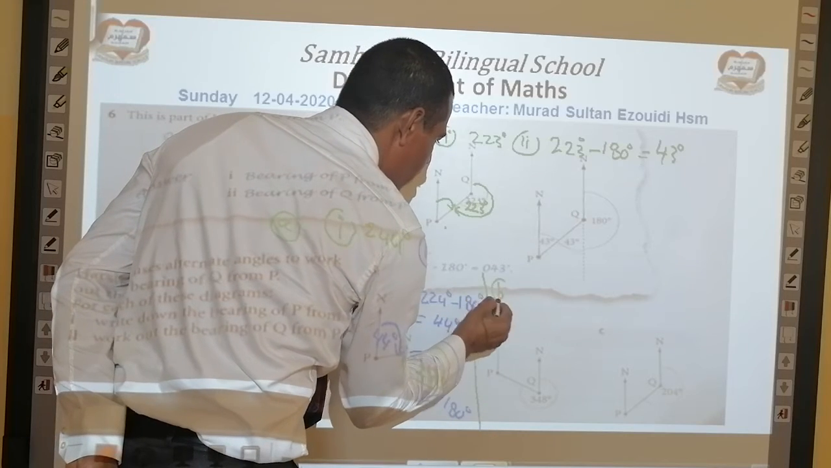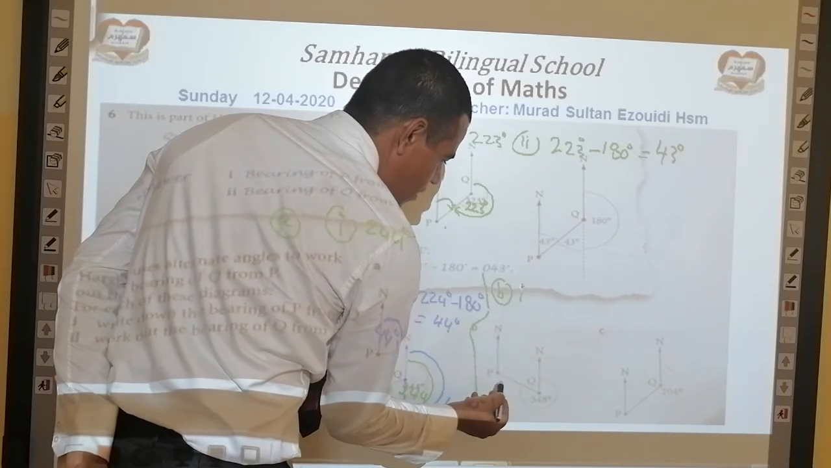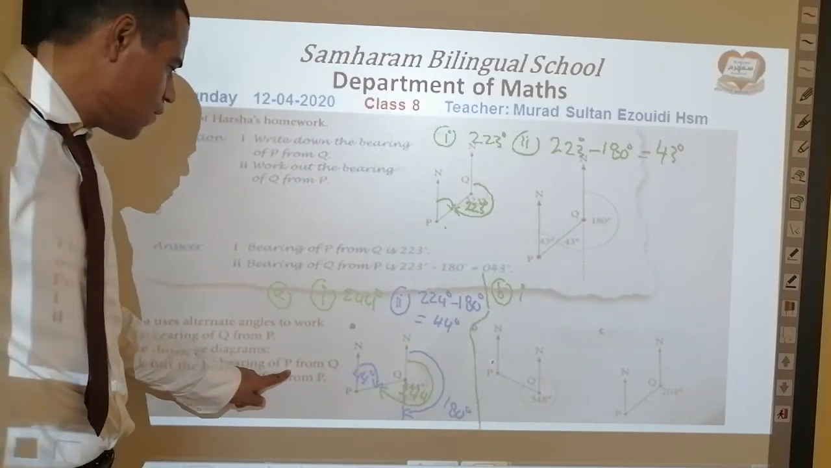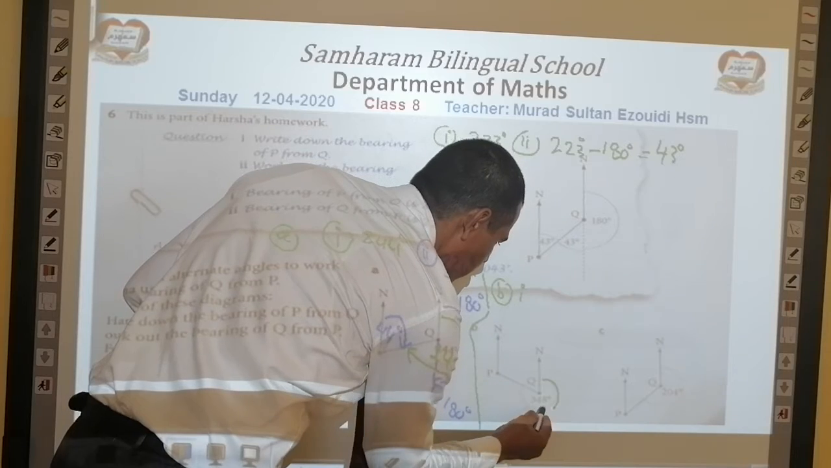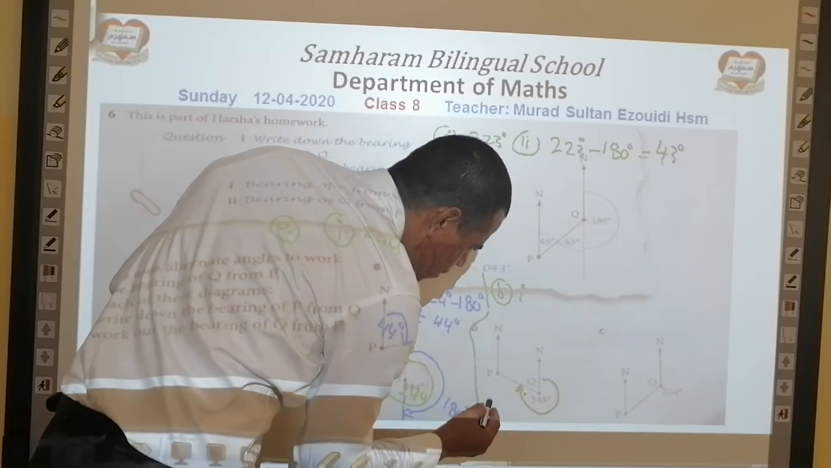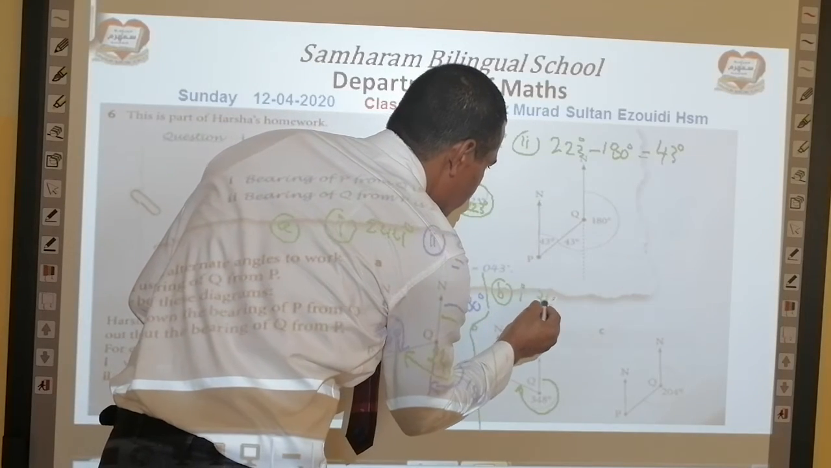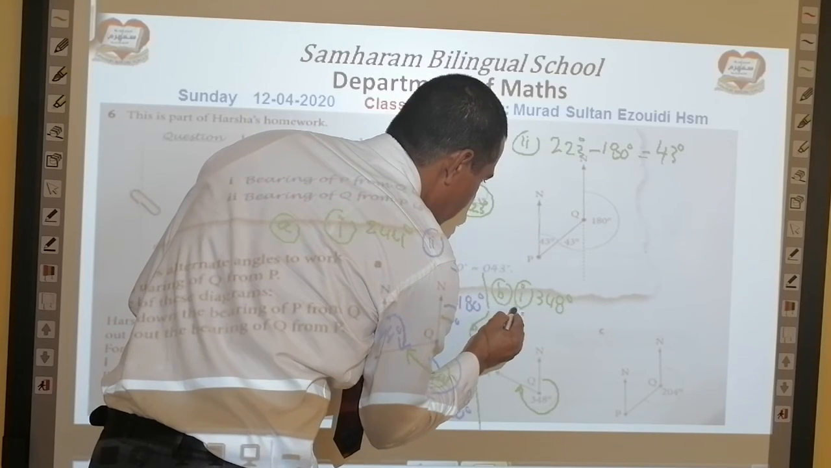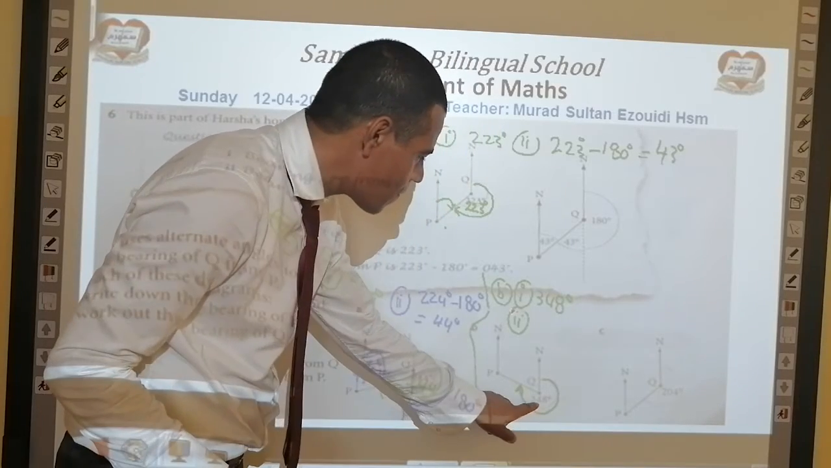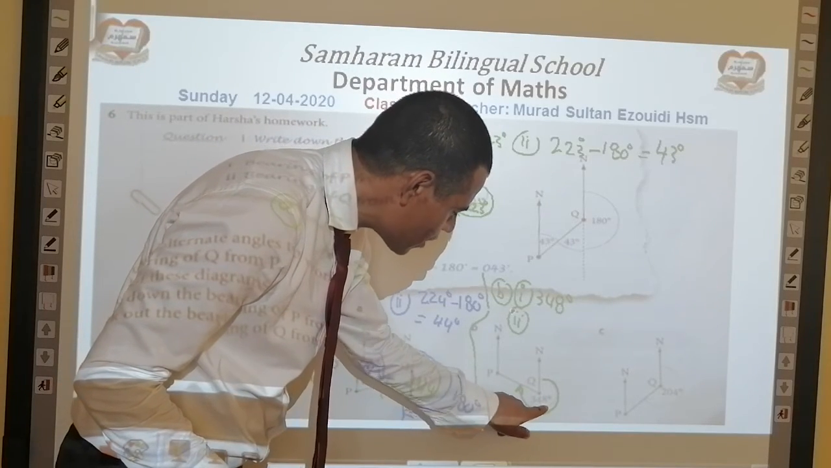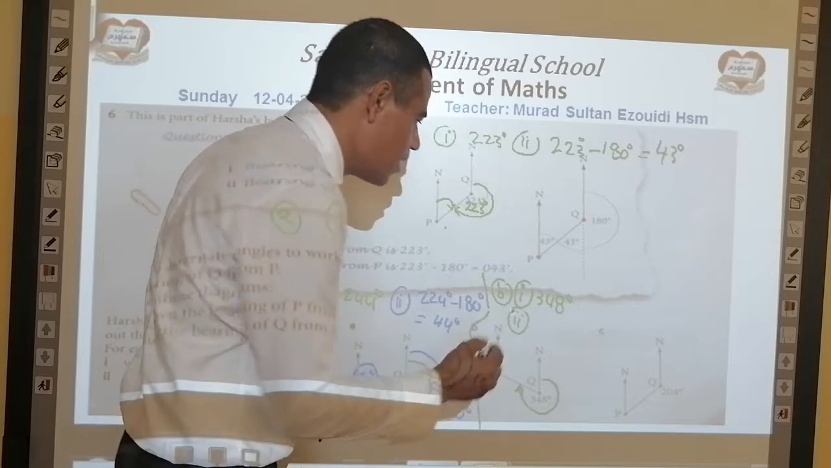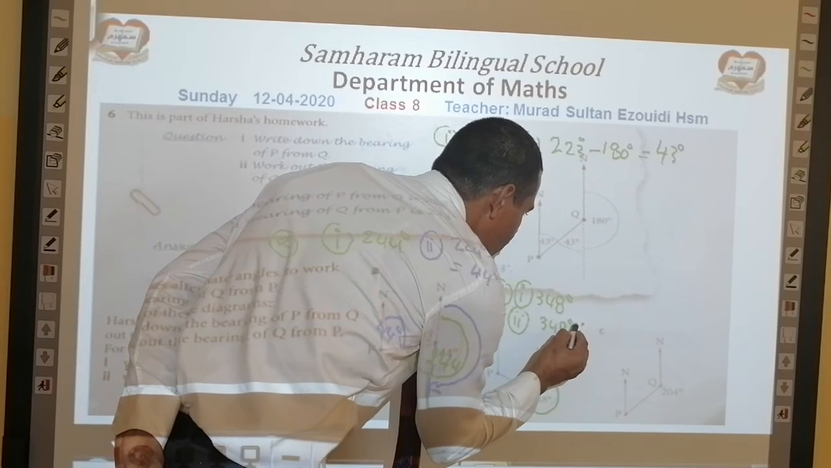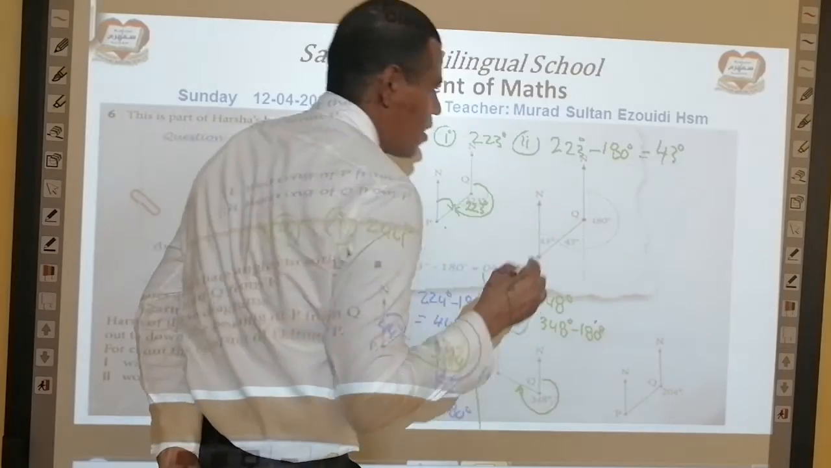The small b now. Small b, we have small I. What is the bearing of P from Q, this one? 348 degree. Then double I is what? Is 348 minus 180. Okay?